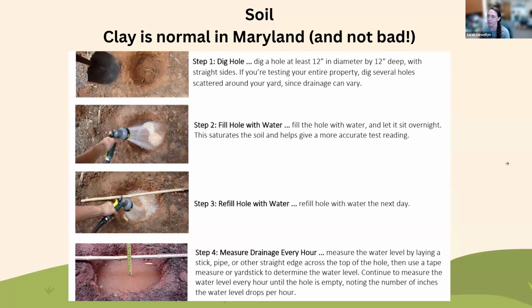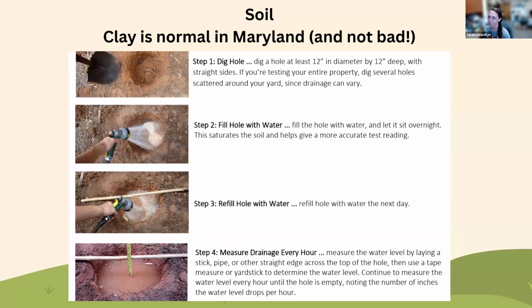Soil. Oh my goodness. People are always worried about their soil. So clay is totally normal in Maryland, and it's not always bad. If we think about the three ingredients in soil, we have sand, which is the largest particle size, silt, which is the middle size, which is like if you've ever been in a creek or a river and you can touch that really soft feeling soil in there, that's the silt. And then clay, if you haven't dug a hole in your yard and run across some clay that you could almost make a pot out of, go you.